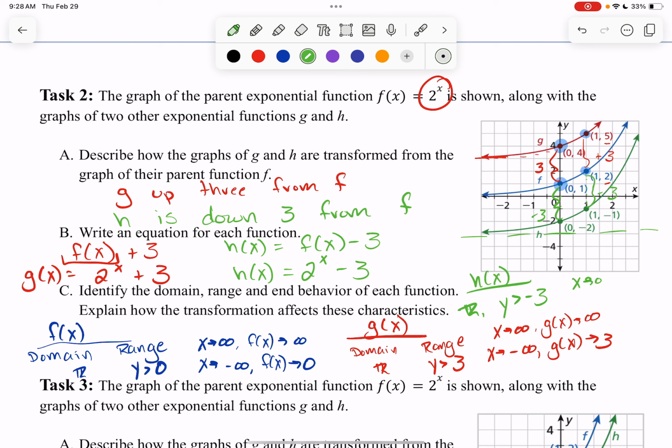And then as x gets big, h of x gets big. And as x gets really small, negative infinity, h of x is going to go to negative 3. Not positive 3 or 0 like the last two. So moving up and down does affect the range and the end behavior. It affects the end behavior to the left in this case.